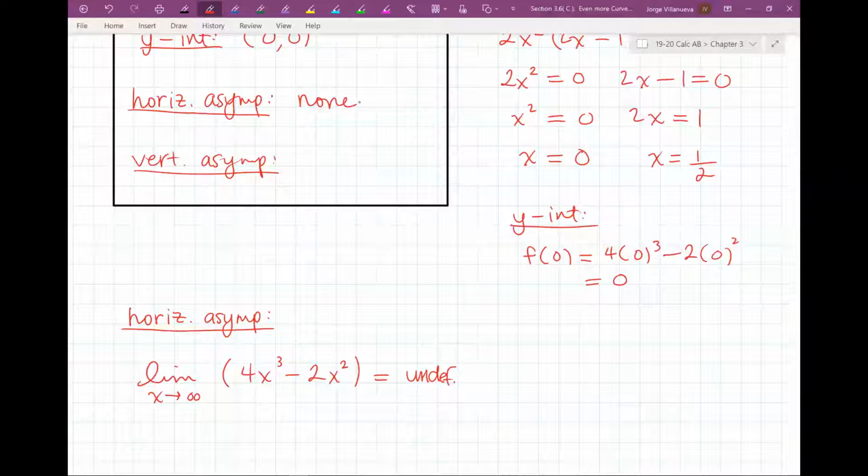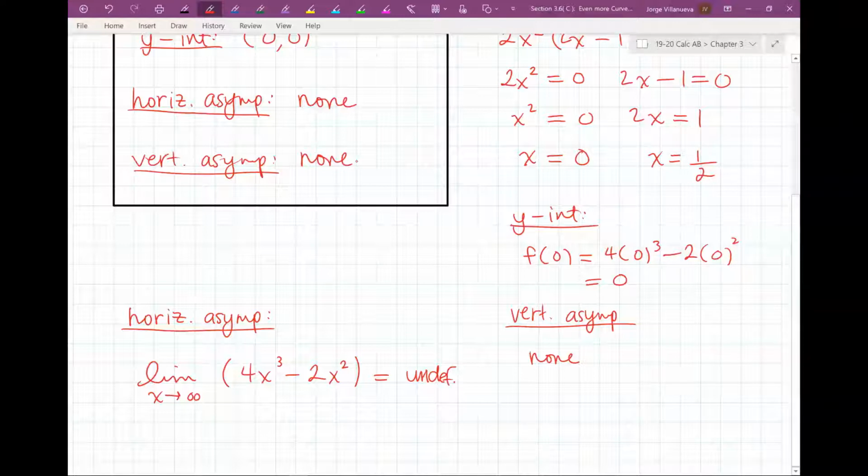And then your vertical asymptote. Well, remember, for your vertical asymptote, you're supposed to set your denominator equal to 0, but I don't have a denominator. So there's none. All right, so there you go. We have that function defined for us. Okay. So far we have those pieces.